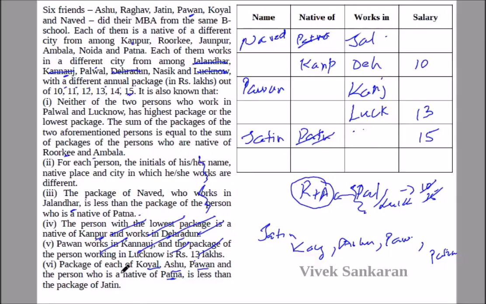Now leftovers are Palwal and Nasik. Now we know Palwal cannot be 15 lakhs, so this has to be Nasik, and this has to be Palwal. Now the person from Palwal cannot be from Patna because both the initials are the same. Pavan cannot be from Patna, so the person working in Lucknow has to be from Patna. Which means Naved earns 11 or 12 lakhs, because those are the only two values. It has to be lesser than that.